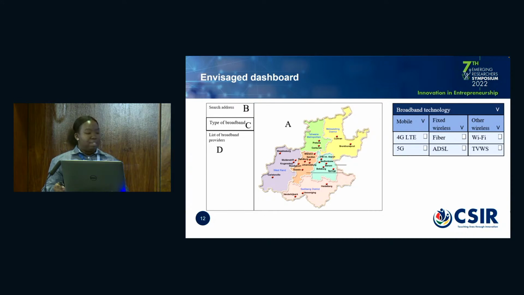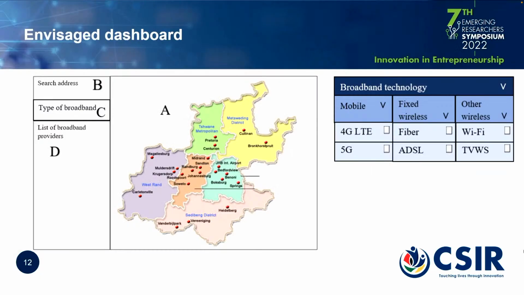And then in block C, that is where the user would be choosing the broadband technology that they want to see. So in block C, the user would open a window like this one where they will select the technology that they want to see. And then in block D, that is where all the service providers are going to be displayed for an area.